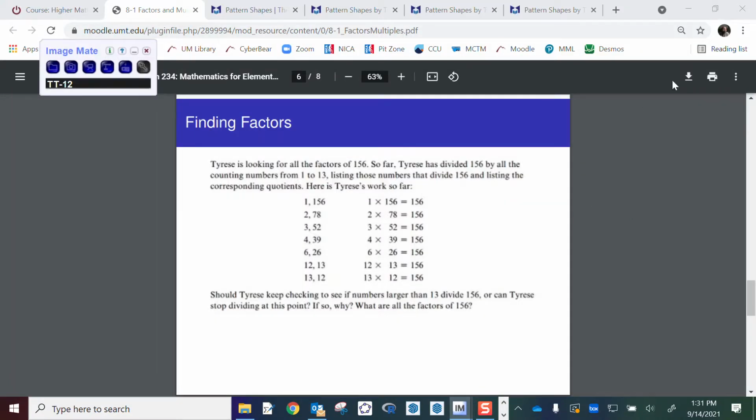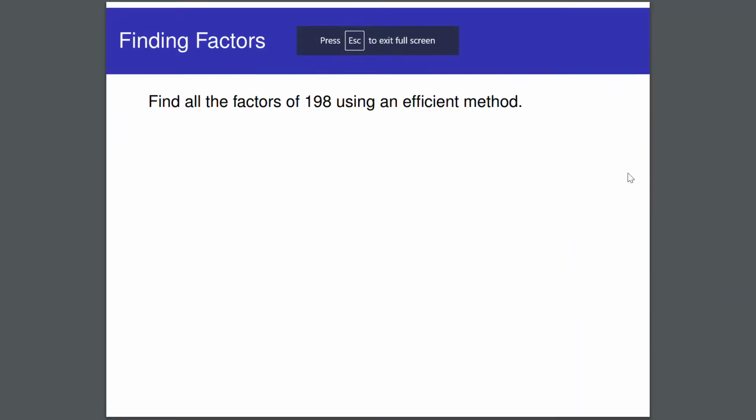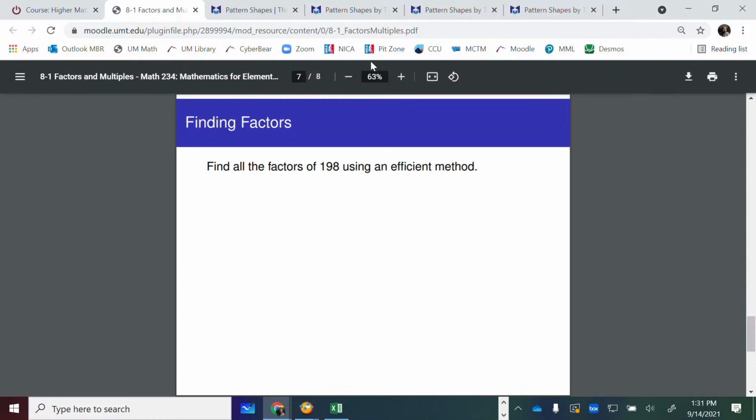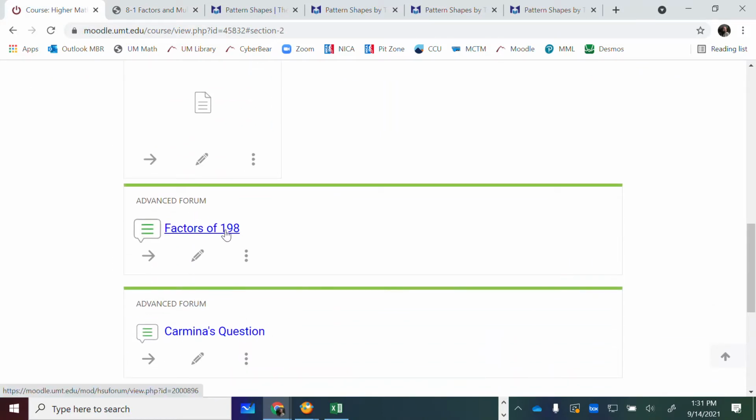So let's do something a little bit fun since we're online. Why don't we use the number 198 and find all those factors. But what I want you to do is share your answers with the rest of the class. So this would be akin to group work in class if we were in class. So once you have a picture of all the factors of 198, would you go ahead and upload it to this advanced forum here, factors of 198?